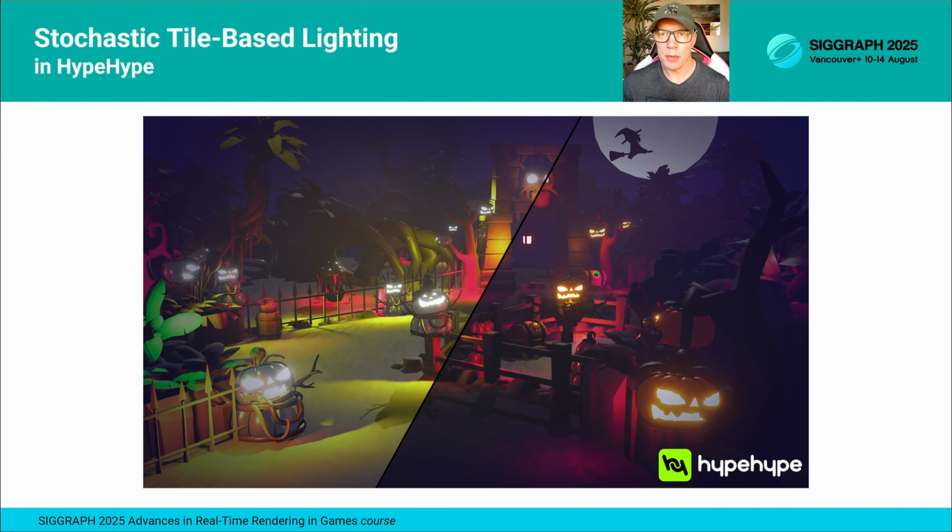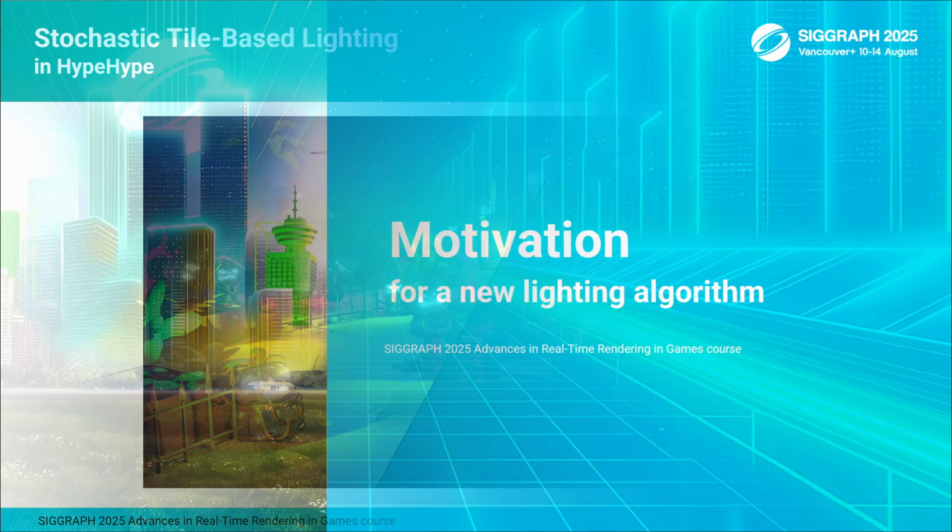When I joined HypeHype, the engine supported only shadowed sunlight, and to boost the visual quality of the games, I started to implement a local lighting solution. In this talk, I will take you through the stochastic lighting algorithm that we developed to run even on budget mobile phones. I will cover the motivation behind it, implementation details, and the results we achieved.